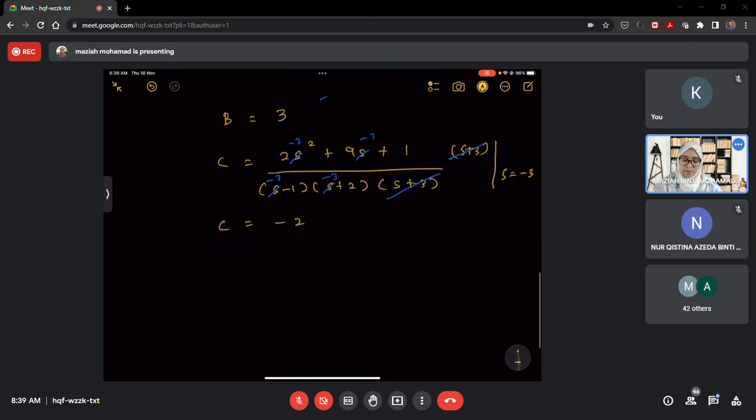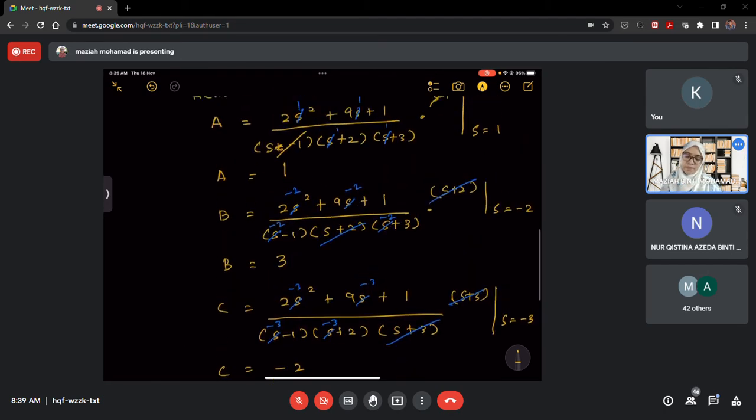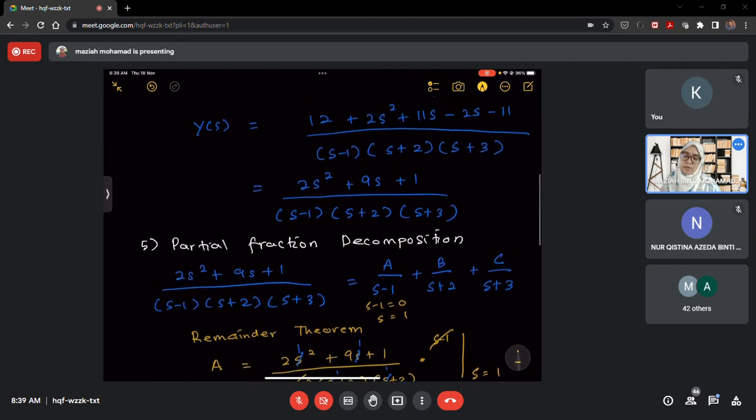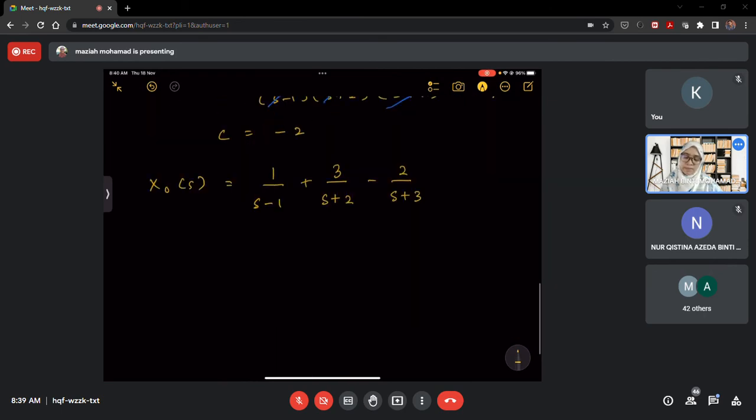Alright, so therefore our output in Laplace form is equal to 1 over s minus 1 plus 3 over s plus 2 minus 2 over s plus 3. Correct? Check again. s minus 1, s plus 2. Okay. Alright.